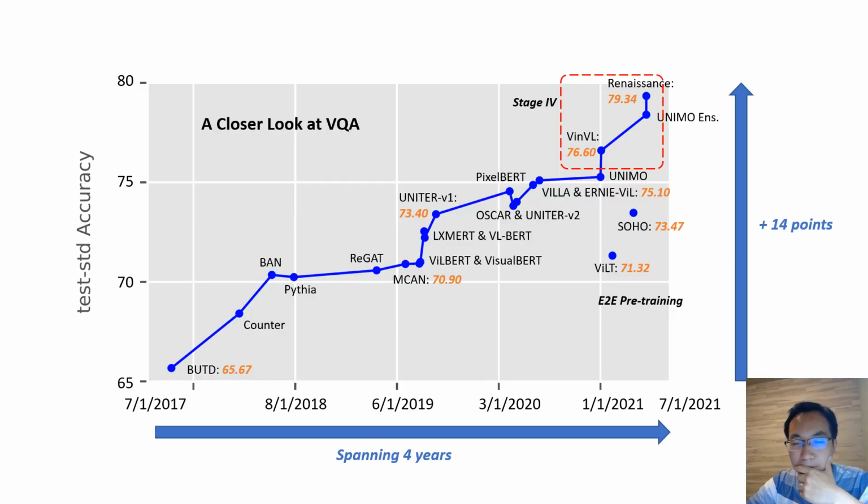So this is how this model has been pushing the state of the art. For example, in the ERNIE-ViL model, the VQA performance was 75.1, and in the UNIMO model, the performance improved slightly further. But can the performance be further improved? In stage 4, I'm going to introduce a very interesting paper called VinVL, and they have shown very strong performance on diverse vision language tasks. Especially the improvement on VQA is significant. So how do they do that?